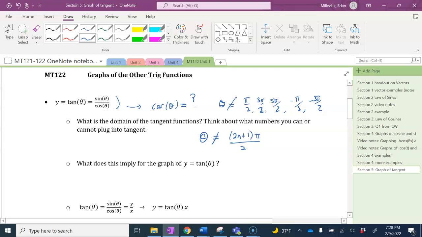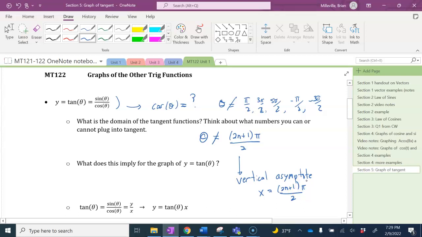What does that imply for the graph? We're going to look at that in a second. It's going to turn out that we're going to have vertical asymptotes at these values. An asymptote, as we're going to talk about, is a line where the graph gets closer and closer to as x gets closer and closer to that value. So we're going to have vertical asymptotes at all of these odd multiples of pi over 2. We're going to see that in the graph.